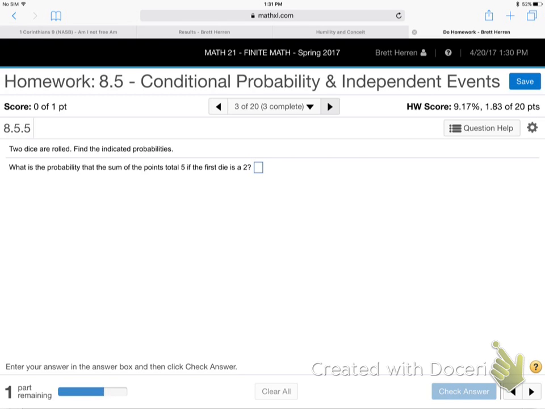All right, so 2 dice are rolled, find the indicated probability. We're talking about the given. What is the probability the sum of the point totals is 5 if the first die is a 2? So this is given.